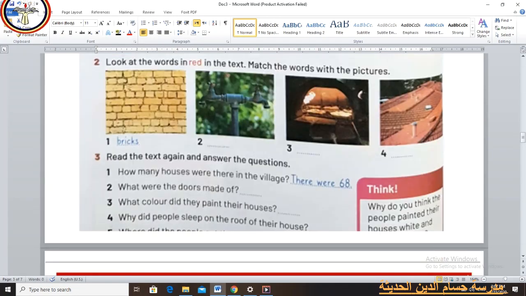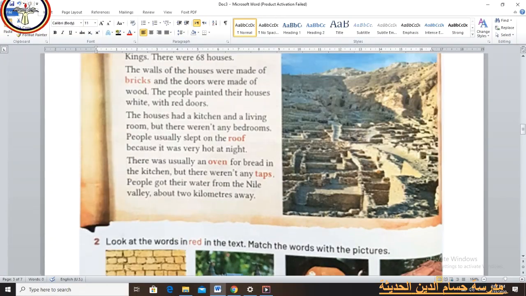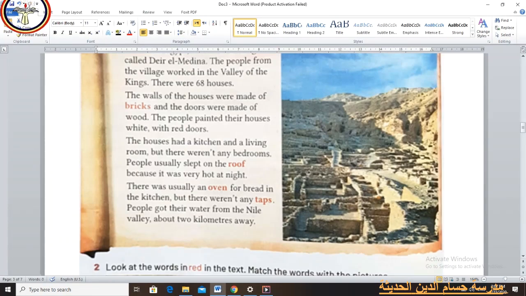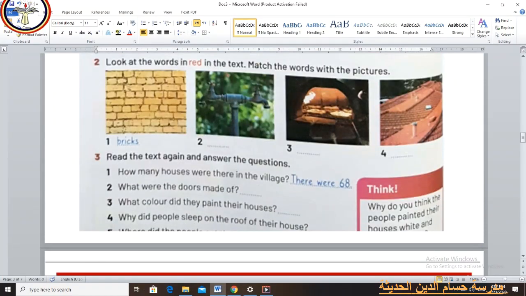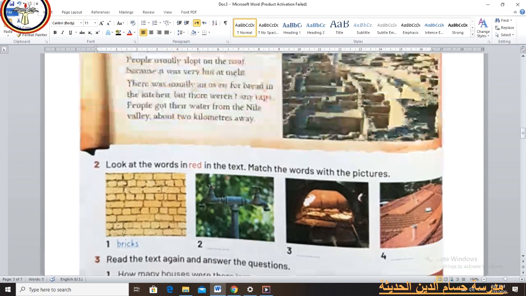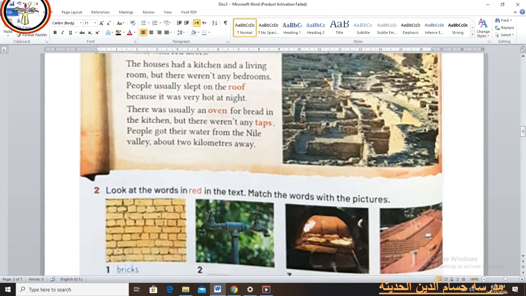Another question, number 3. What color did they paint their houses? Yes, Muhammad, thank you. Their houses were white. And here, the fourth question. Why did people sleep on the roof of their houses? Yes, people slept on the roof because it was very hot at night.